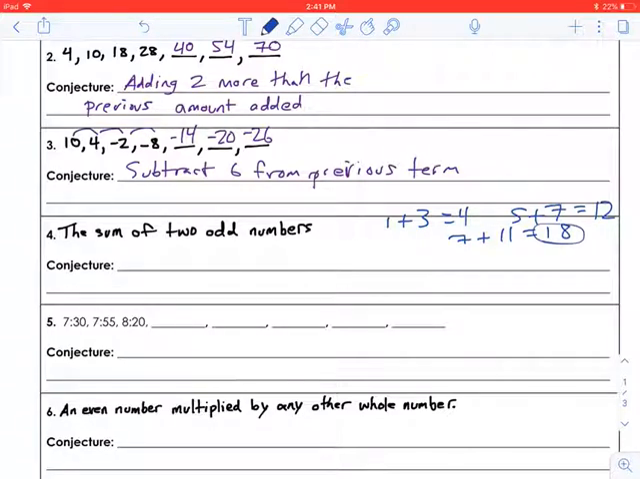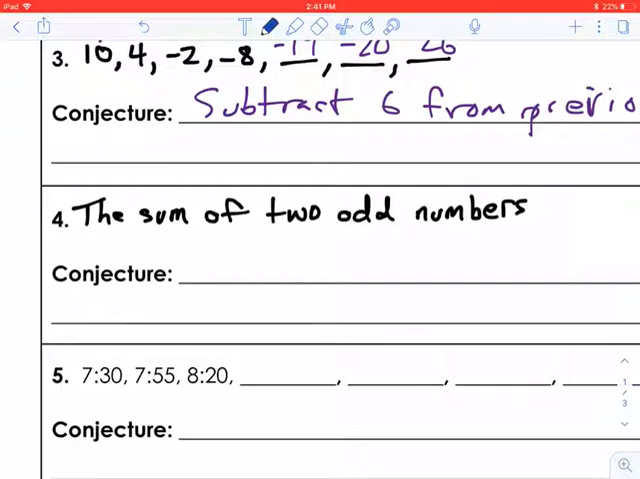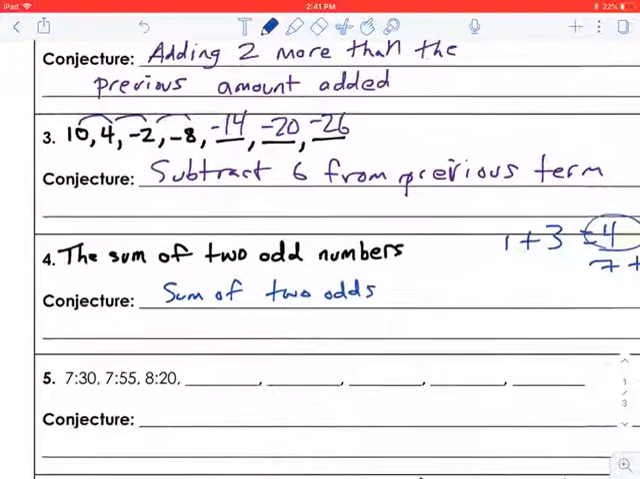So what do you notice about all three of those numbers? We added two odd numbers together, and every time we got an even. Okay, so we could say the sum of two odds gives an even number.